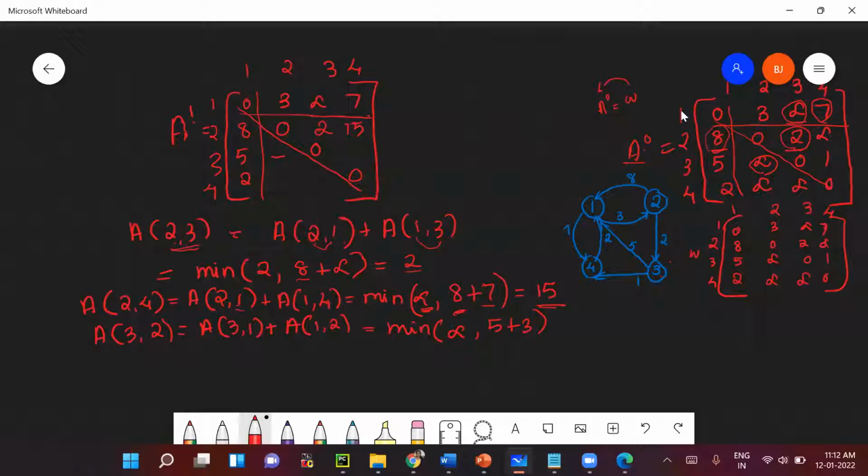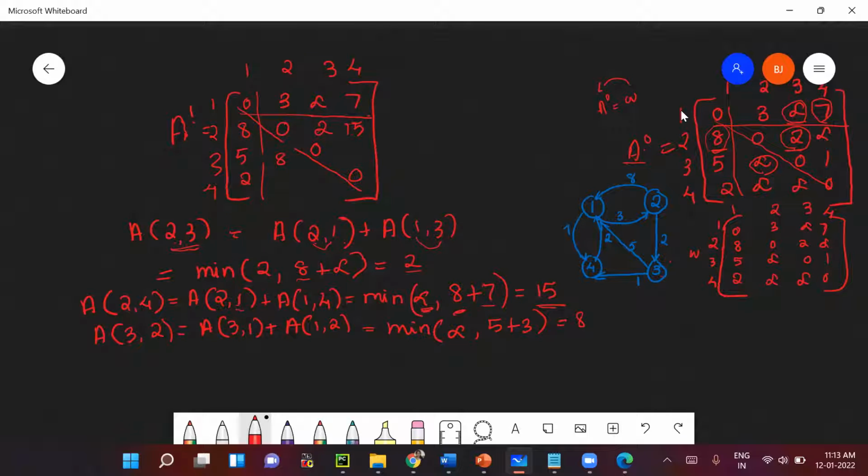Among this, which will be minimum will be 8. So we are writing in 3 comma 2, we are writing it as 8. Any other doubts? If you have any, ask now itself, otherwise I will be explaining the same thing again.